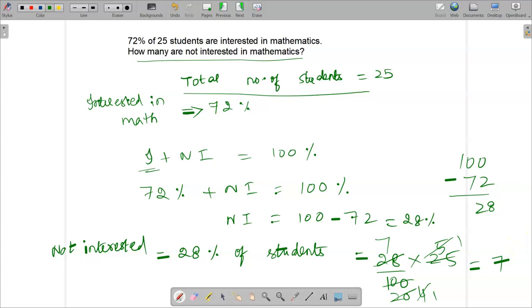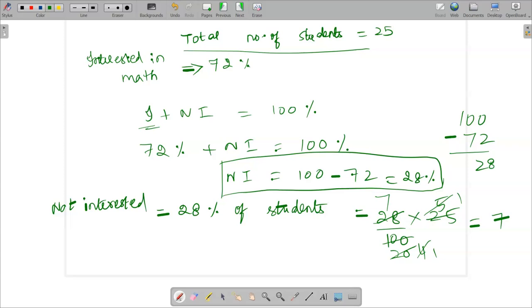Okay. So when they ask about the percentage, the not interested percentage is 28, and here they asked how many are not interested in mathematics. So how many students are not interested in math, right? It is equal to 7 students.